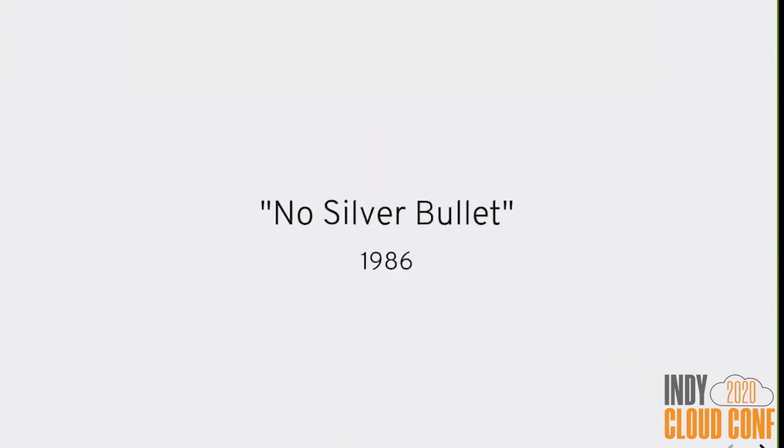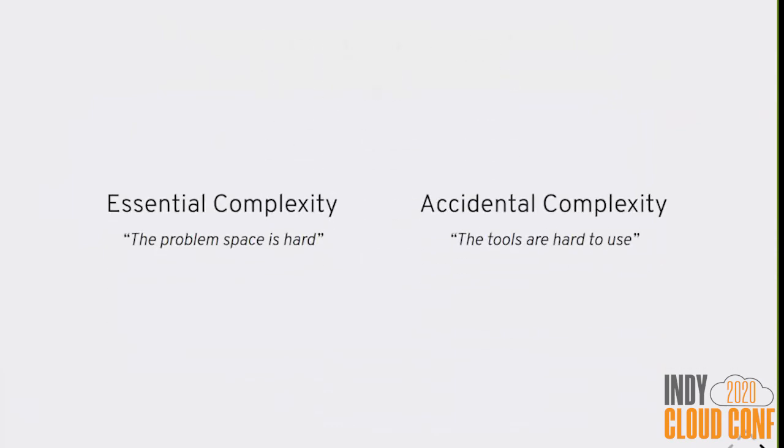In 1986, while receiving a prize at some conference, I forget which one, Brooks gave a paper called No Silver Bullet, which ended up as an extra chapter in the second edition of the book, in which he talks about the difference between essential complexity and accidental complexity. Essential complexity is the problem space itself is hard.